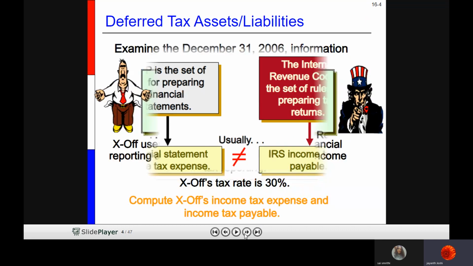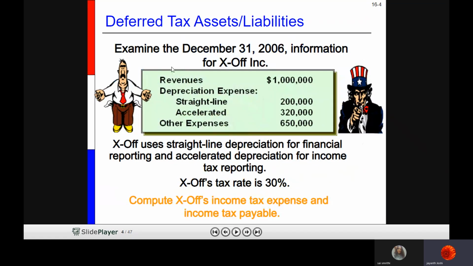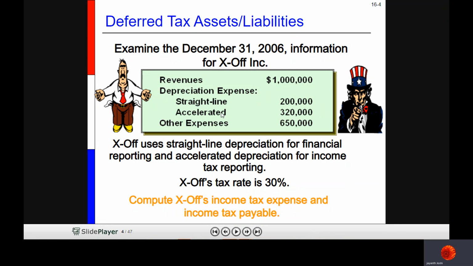Now, with a small example, we can prove this point. Let's say the revenue is 10 lakhs. The depreciation expense is 2 lakhs, which is what we use when we prepare a financial statement, and 3,20,000 is what we use when we prepare a tax return. Accelerated depreciation is used in the preparation of tax returns, and the straight line method is what we use when we prepare the financial reports.